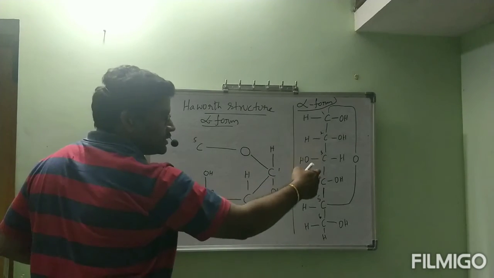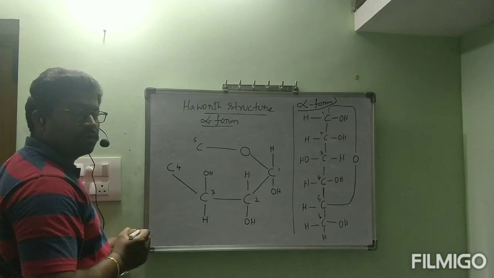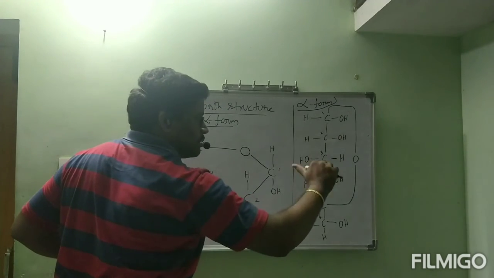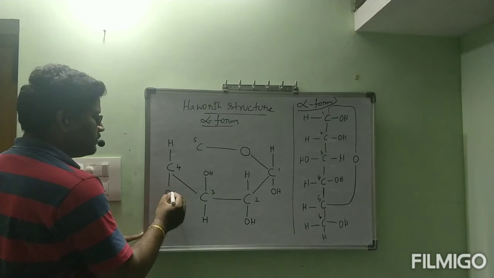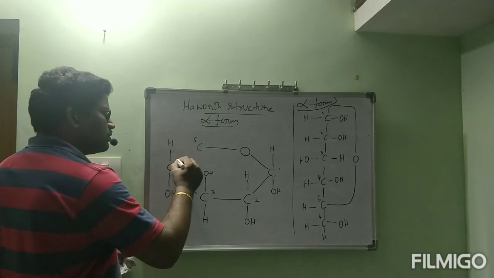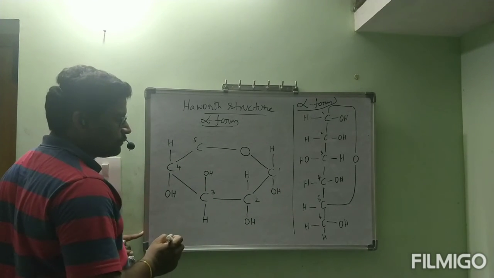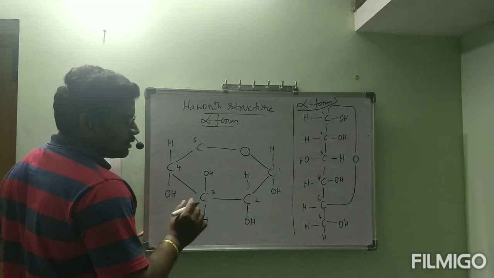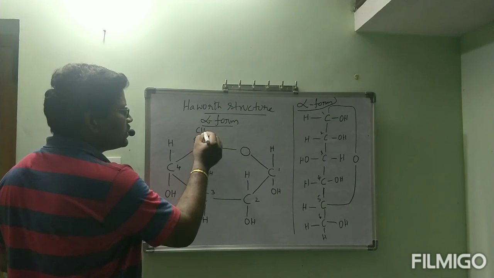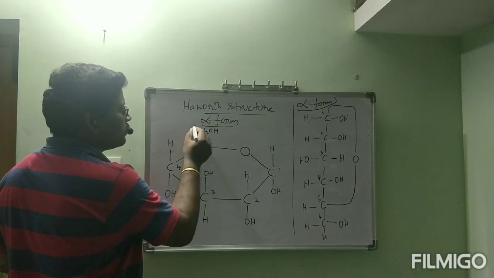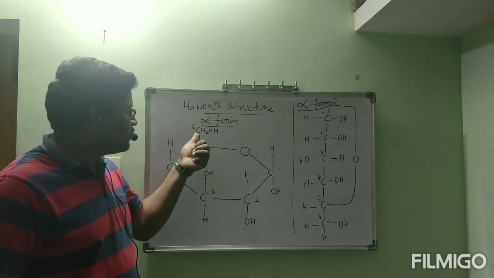Next. Third one is bonded to fourth one. Fourth one. Same. H is above and OH is below. Next. Fourth is bonded to fifth one. That fifth one alone contains H below and CH2OH above. Fifth carbon contains CH2OH above and H below.